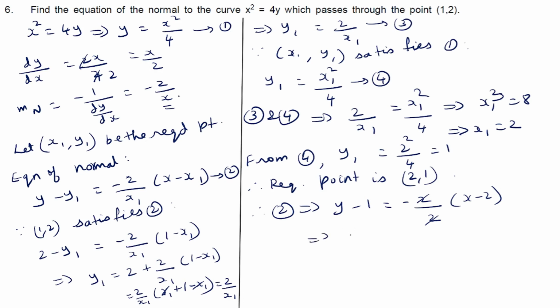Or we have x plus y minus 3 equal to 0. So this is the equation of the normal.